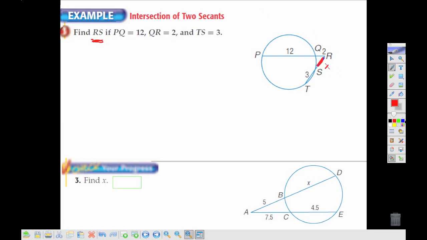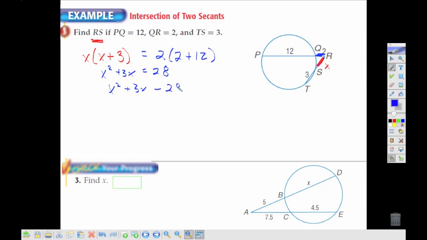So we'll set this up. If we're using x first, the outside part would be x. The whole thing would be x plus 3. We'll set that equal to the other side where 2 is on the outside, and then we'll multiply that by the 2 plus 12. That's going to simplify to, this side is going to be x squared plus 3x. This side is going to give us 14 times 2, which is 28. And so we have x squared plus 3x minus 28 equal to 0.